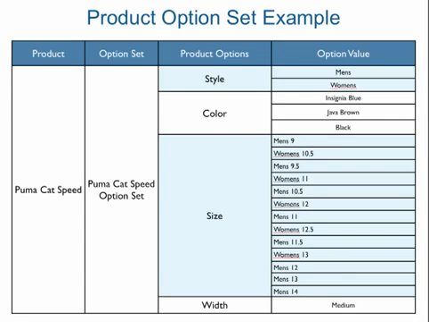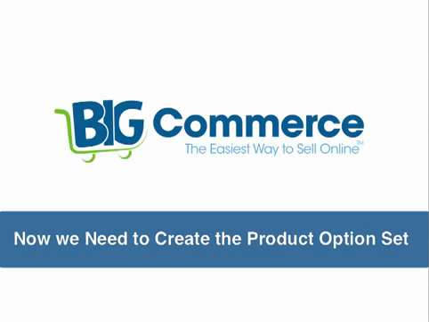Now in order to clear that up, I've gone ahead and done it in a table form, and I've actually put my example product in there. So first you have to have a product, my Puma Cat Speed, and then I've created an option set also labeled Puma Cat Speed option set. Within that option set I have 4 product options: style, color, size, and width. And then you have the choice to choose either men or women's, either blue, brown, or black, the size that you would like, and the width. The only option is medium in this example.